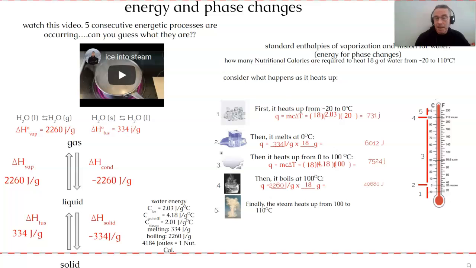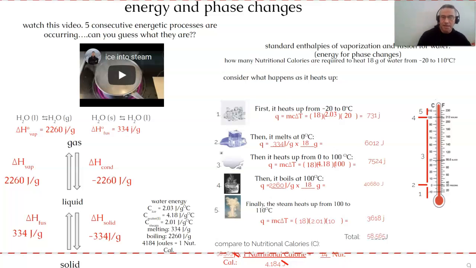And the steam, of course, can get a little bit hotter. And for this, it's temperature change, so still 18 grams. This time we'll choose 2.01 joules per gram degrees Celsius. Since it's steam, it got 10 degrees hotter, and we have another 3,618 joules for a total of 58,565 joules, but don't forget we need nutritional calories. There are 4,184 joules in a nutritional calorie. This checks out at 14 nutritional calories.